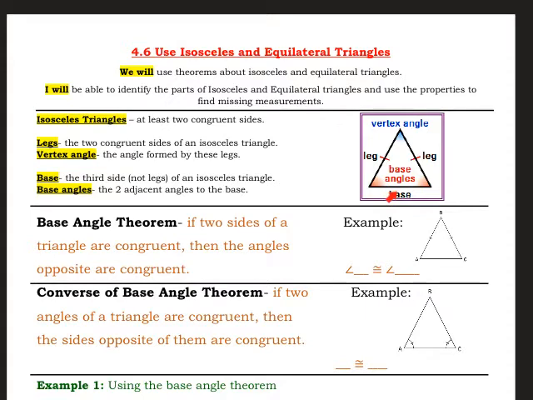At the base, there are two base angles. These two base angles will always be congruent, or the same. The third angle, the one that is not a base angle, is called the vertex angle, okay?